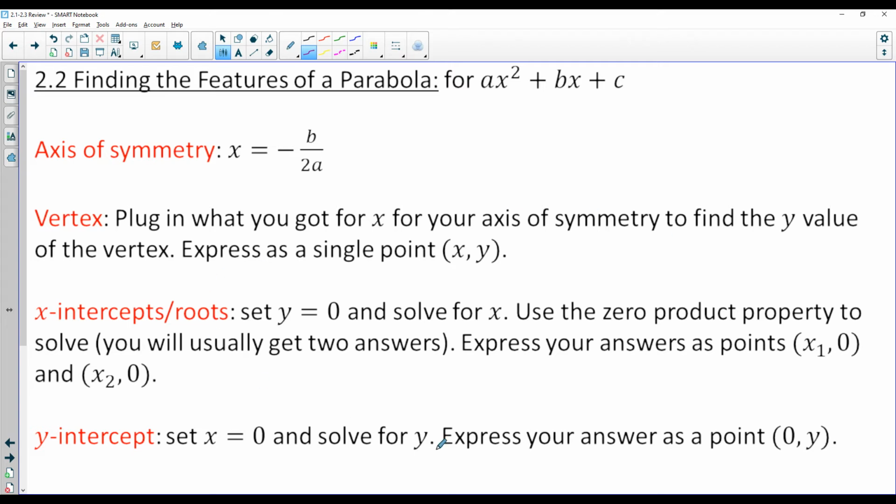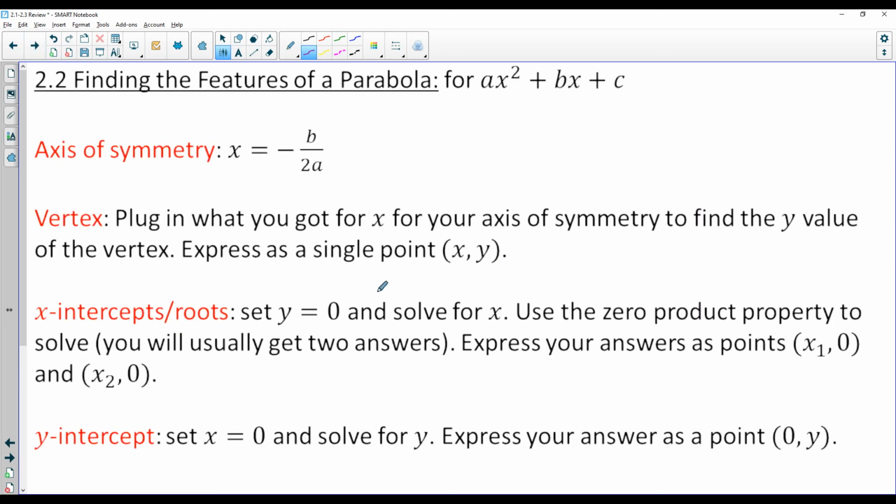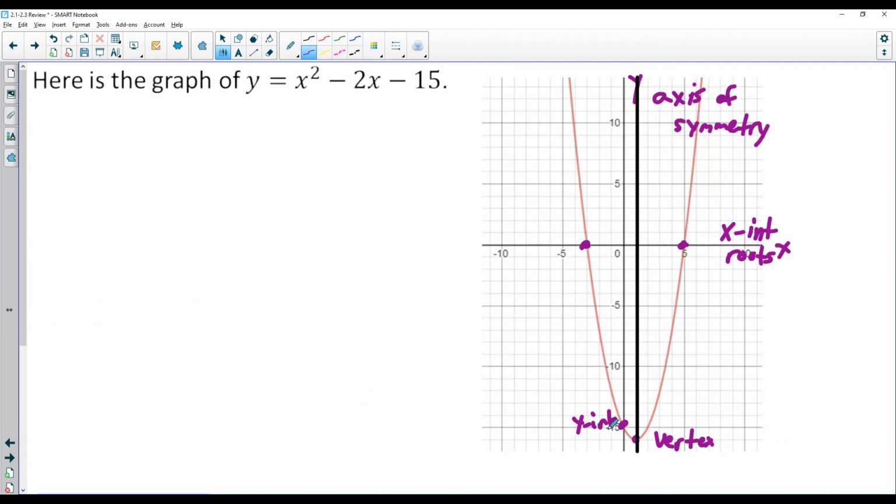You can pause this video and write all of this down if you need to. For the x-intercepts and the roots, you set y equal to 0, solve for x, because when you are at an x-intercept, you haven't gone up or down any, right? These are the x-intercepts and the roots, so we haven't gone up and down any in the y direction, so the y value is 0, which is why we plug that in. And then for most of these, keep in mind that we are expressing these as points. The y-intercept, similarly, set x equal to 0, solve for y. It's because when you are at the y-intercept, we haven't gone left or right any, so the x value is 0.